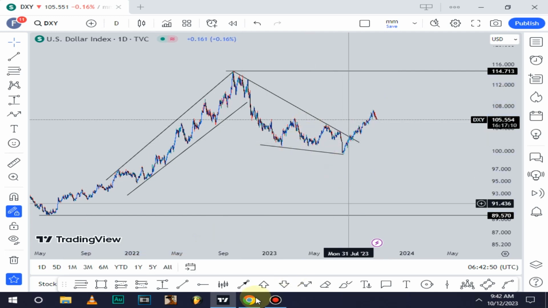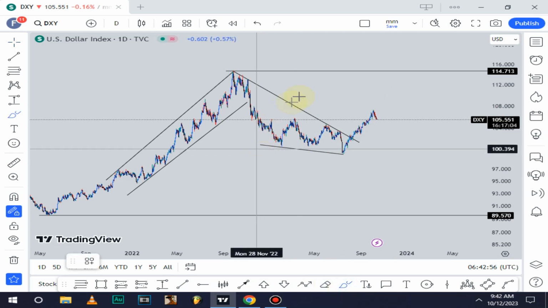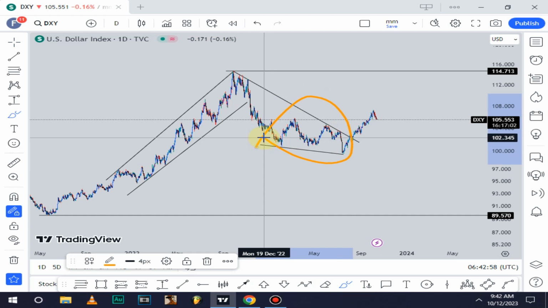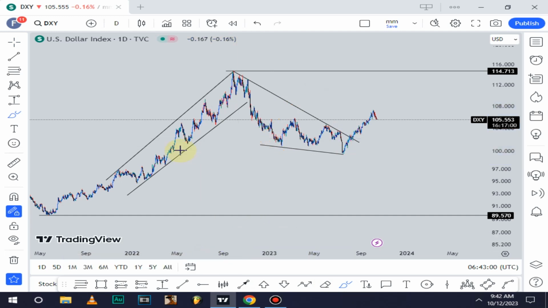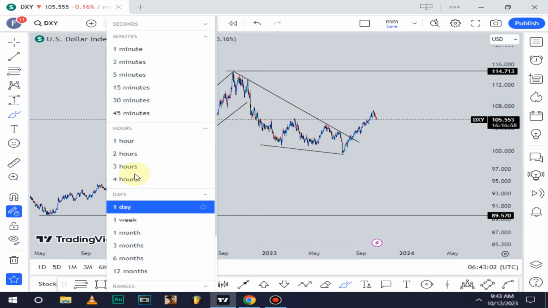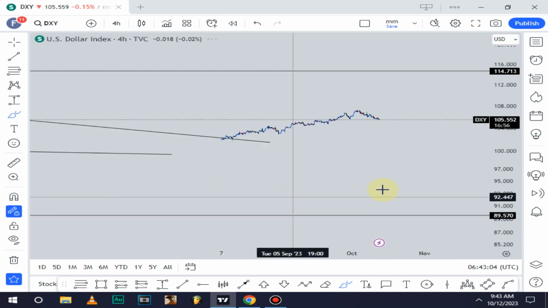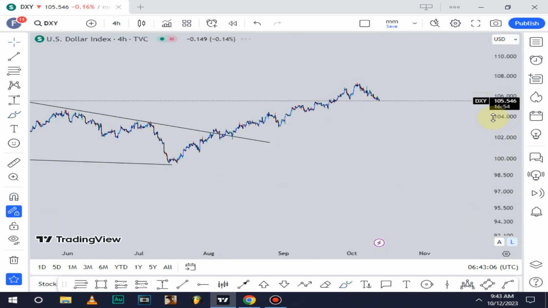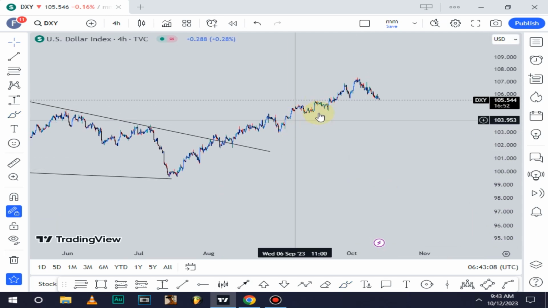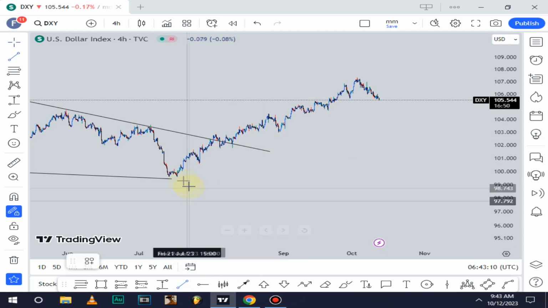With that, we can see that the correction, or this zone over here, the market broke out of that zone. So let's head over to the H4. Now at the H4, we can see that we're still in an uptrend over here with this move up, or that push.